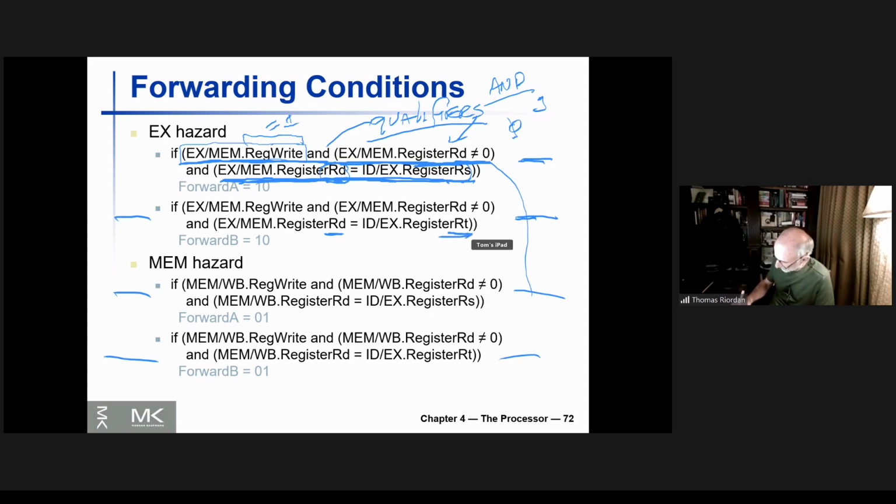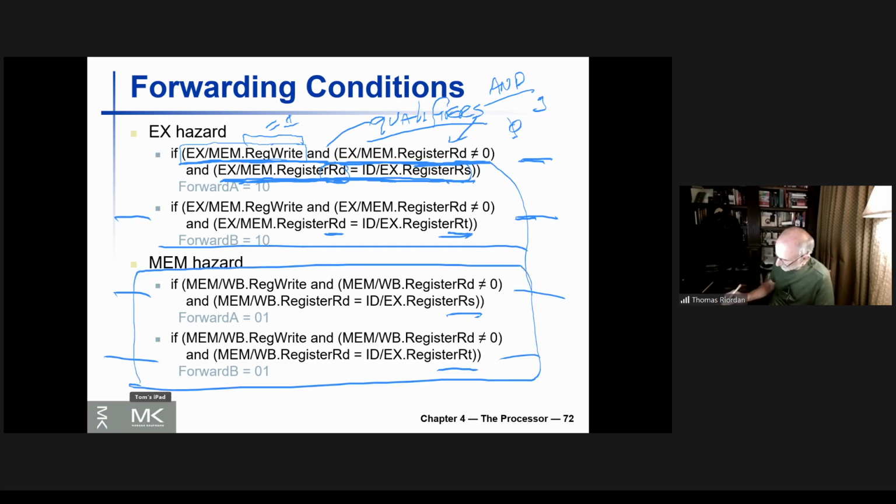This is again the RT input, and then this is just RS and RT for the next cycle, right? This is coming from the write back stage. So this is called the execution hazard. This is called the memory hazard. And you know, they're just one cycle apart.